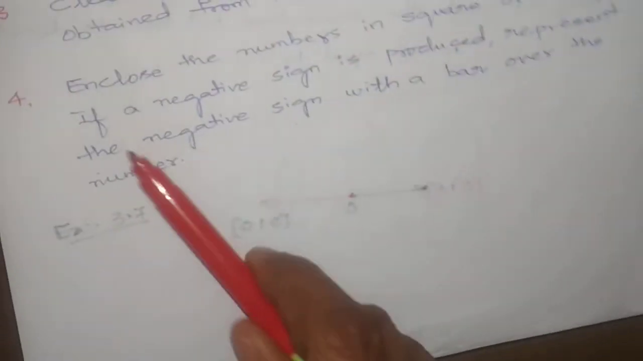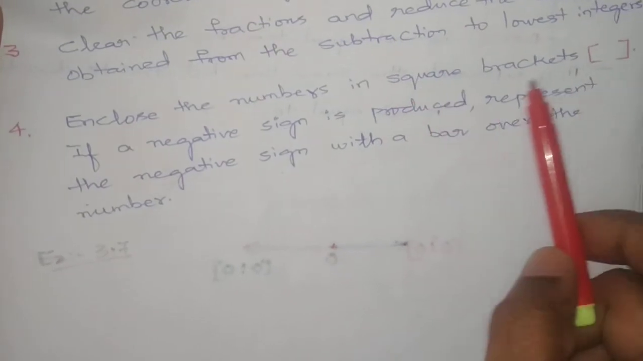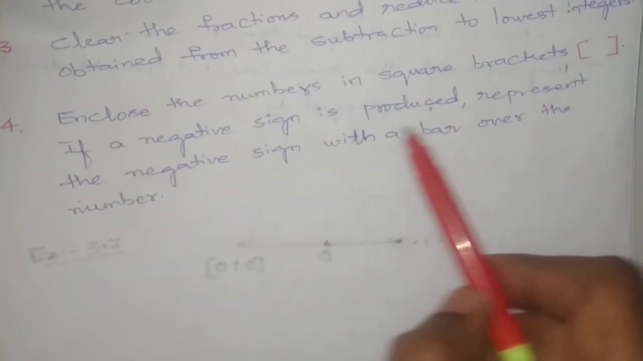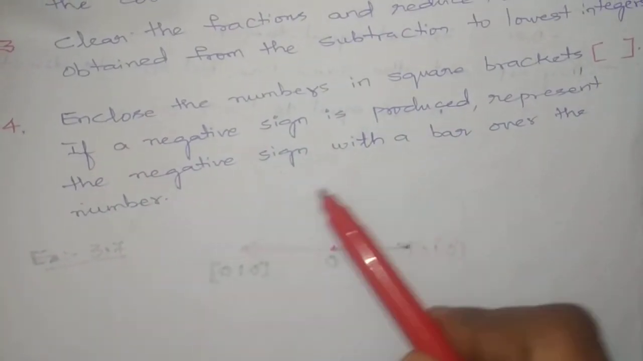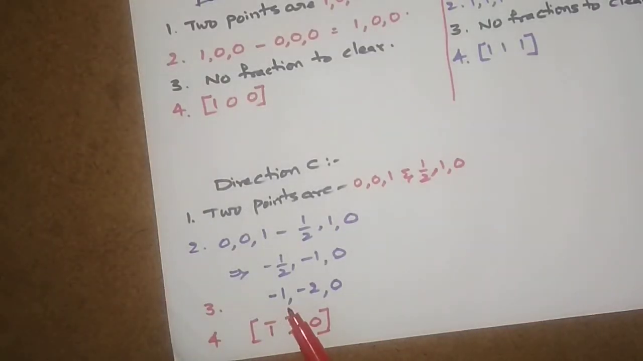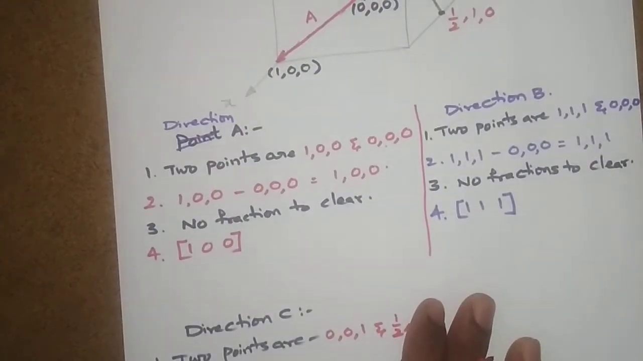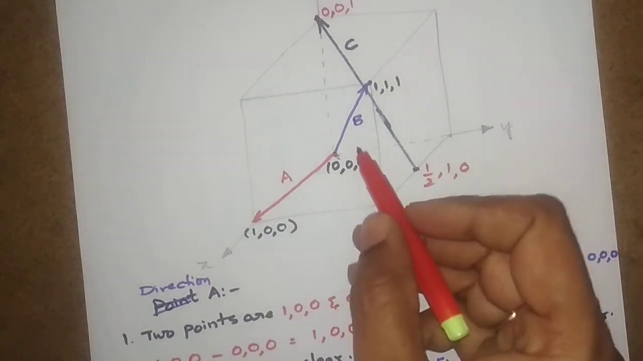And the fourth step is to enclose the numbers in square brackets, and if a negative sign is produced, represent the negative sign with a bar over the number. Since we have negative numbers here, we have represented them with a bar over the number. So minus 1 is written as 1 bar, minus 2 is written as 2 bar, and this is 0. And enclose these numbers in a square bracket. Okay. So this is how it is done.